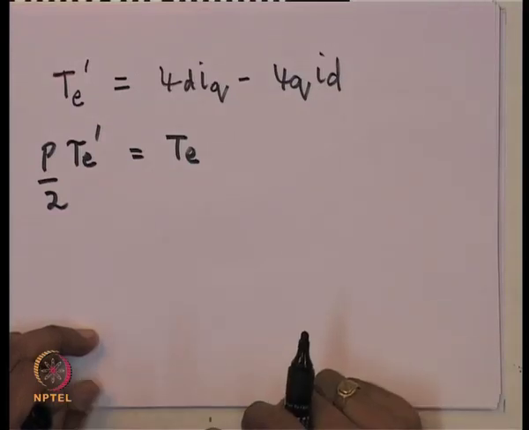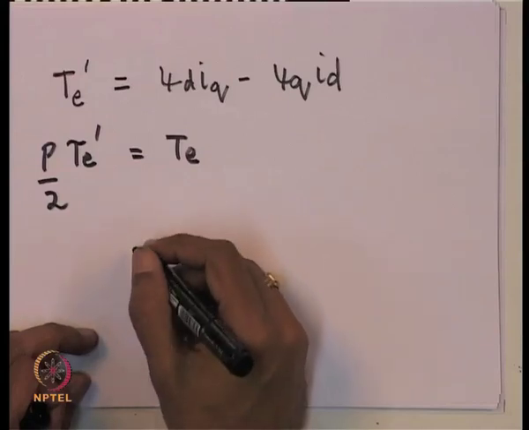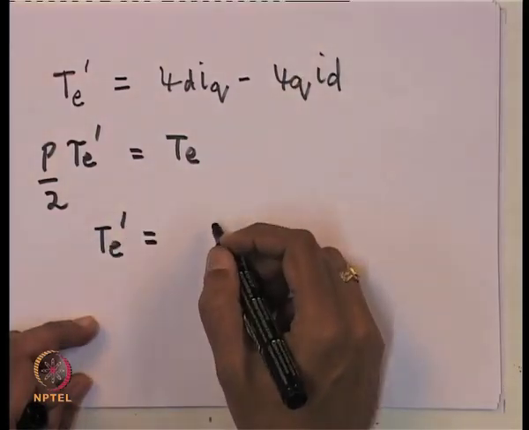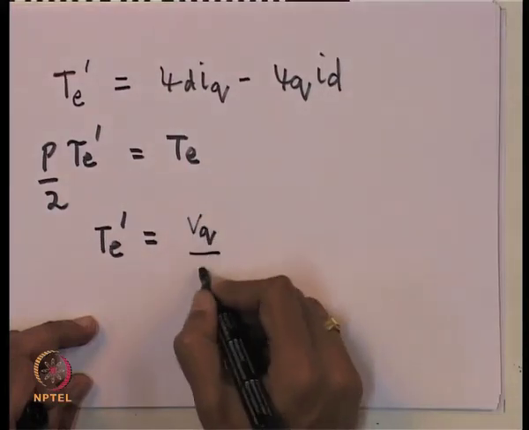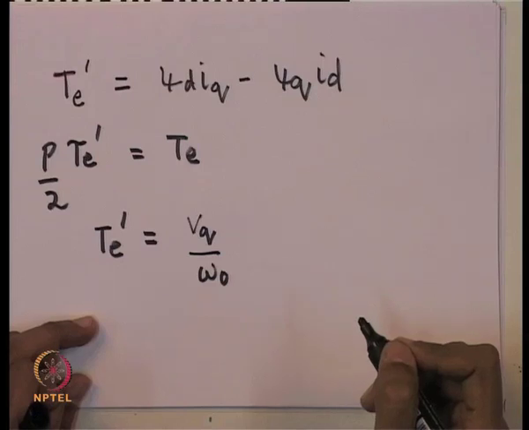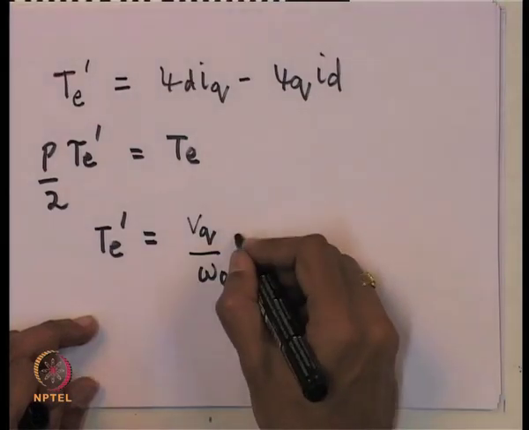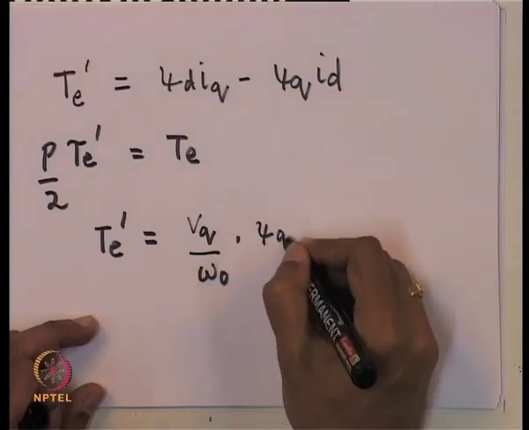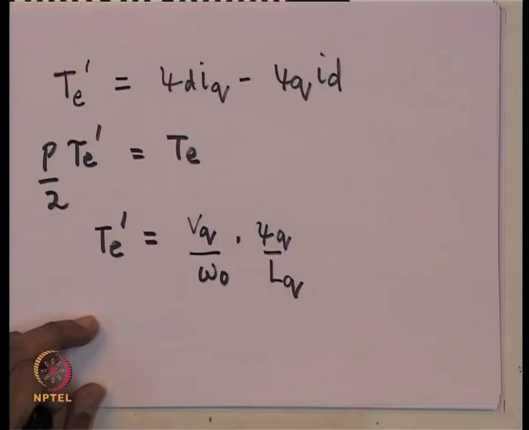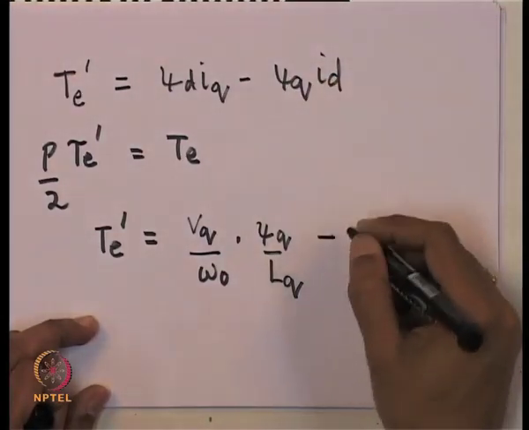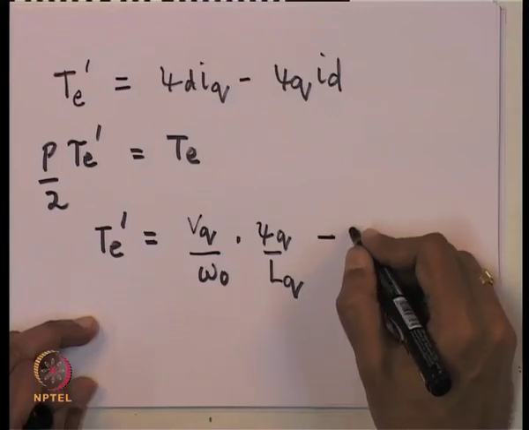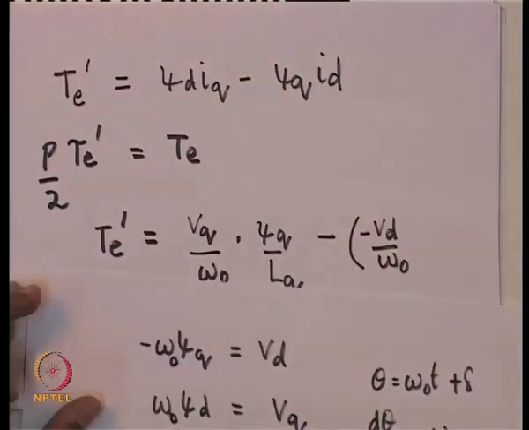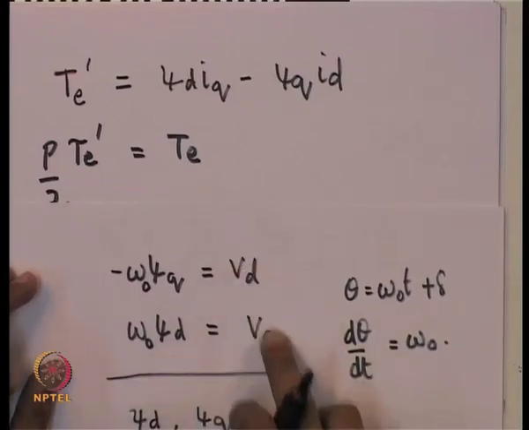So, if you are working with a two pole machine and you want to take out T dash, it will turn out to be psi d into I q, where psi d is nothing but V q divided by omega naught. I q is nothing but psi q by L q, and psi q is nothing but minus of V d by omega naught. You can have a look at these equations, which you have just done in the previous slide.